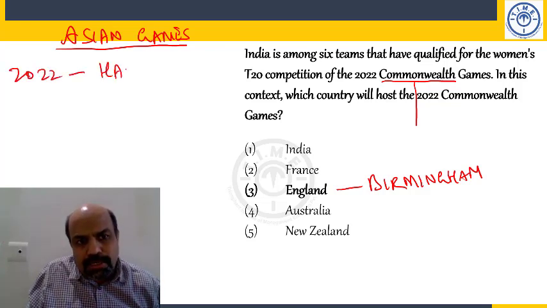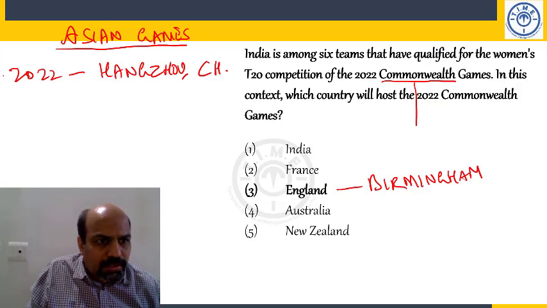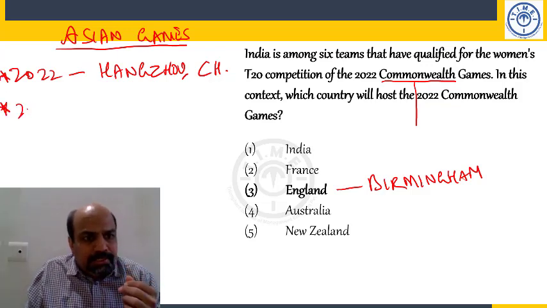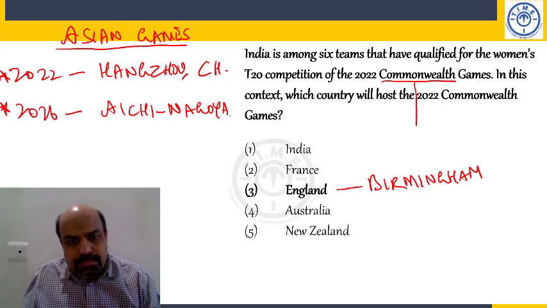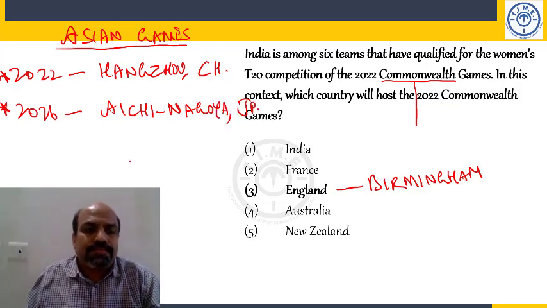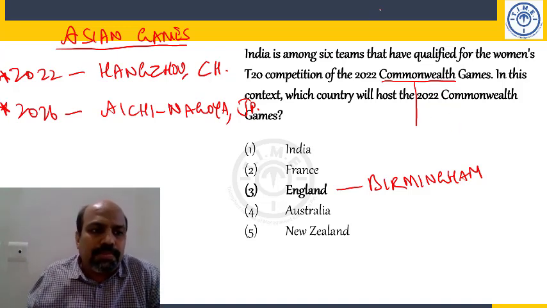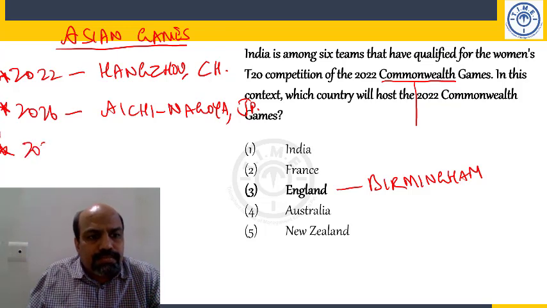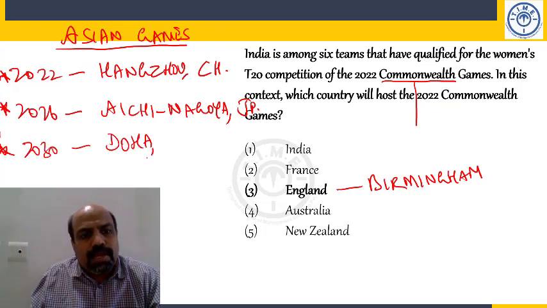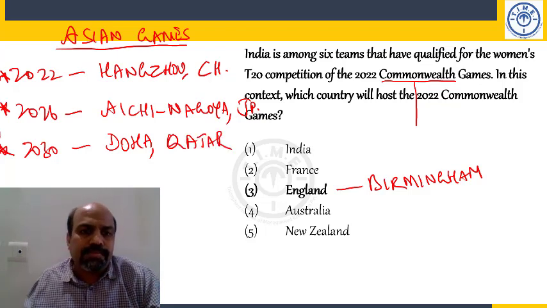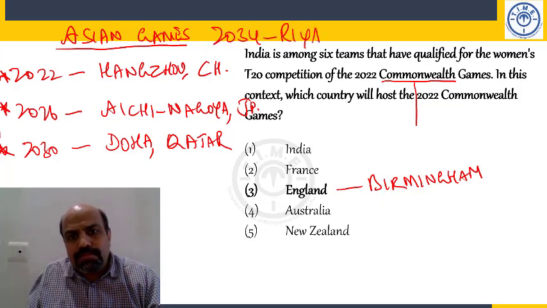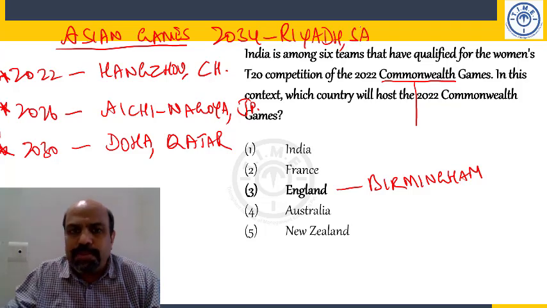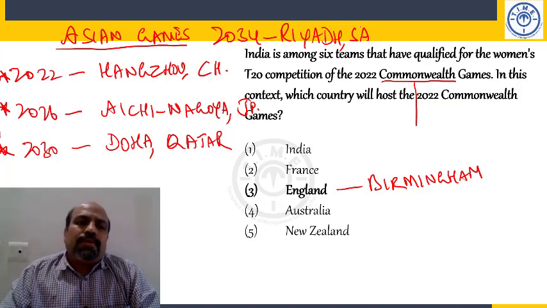2022 will be Hangzhou, China. I normally put a star mark or some symbol to differentiate. Then 2026, Aichi, Nagoya, Japan. 2030, Doha, capital of Qatar. 2034, Riyadh, capital of Saudi Arabia.